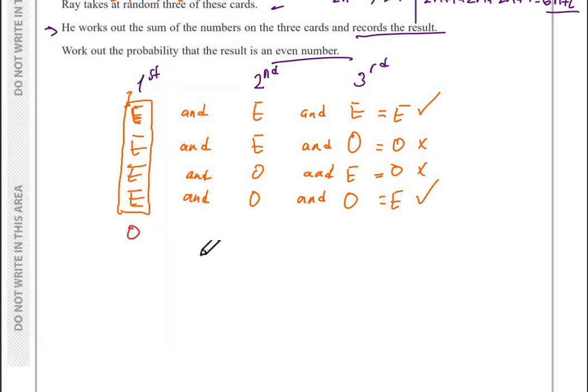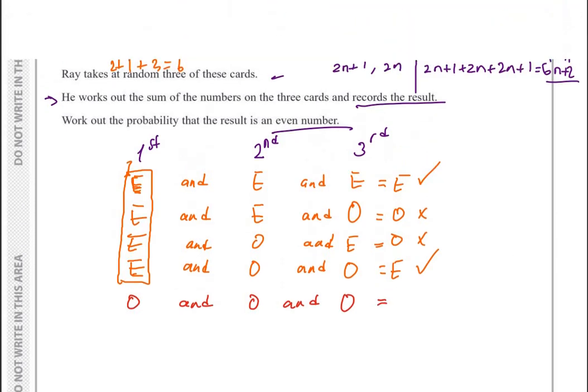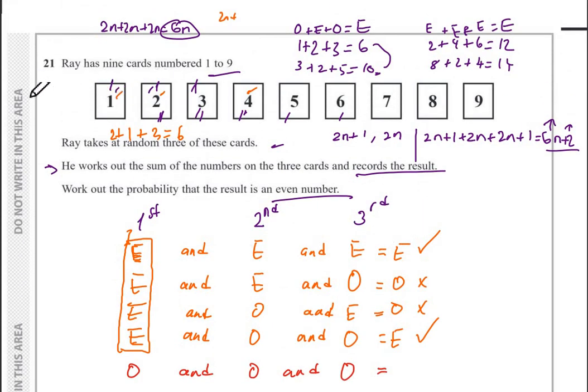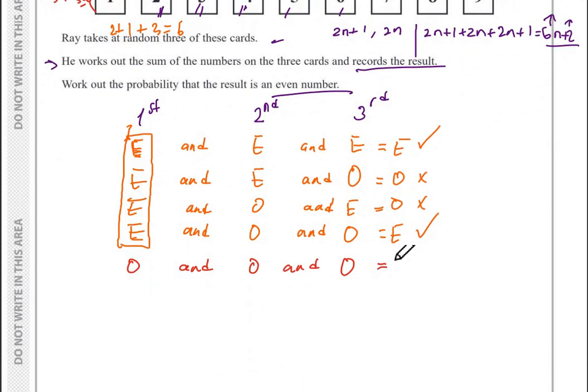So let's say I had an odd and an odd and an odd. What would that give me? Well, we can say 1 plus 3 plus 5. That gives me 9. Okay, so that's always going to sum to an odd number there.